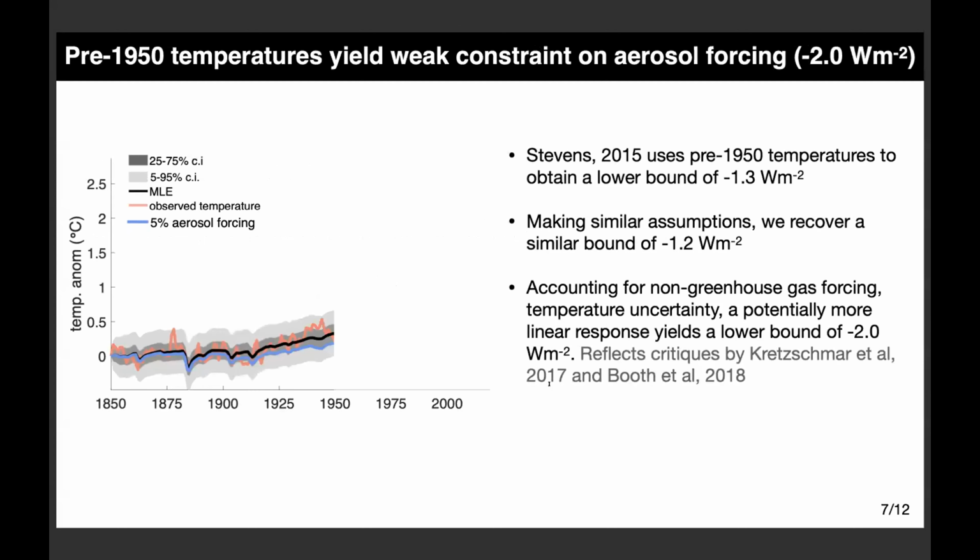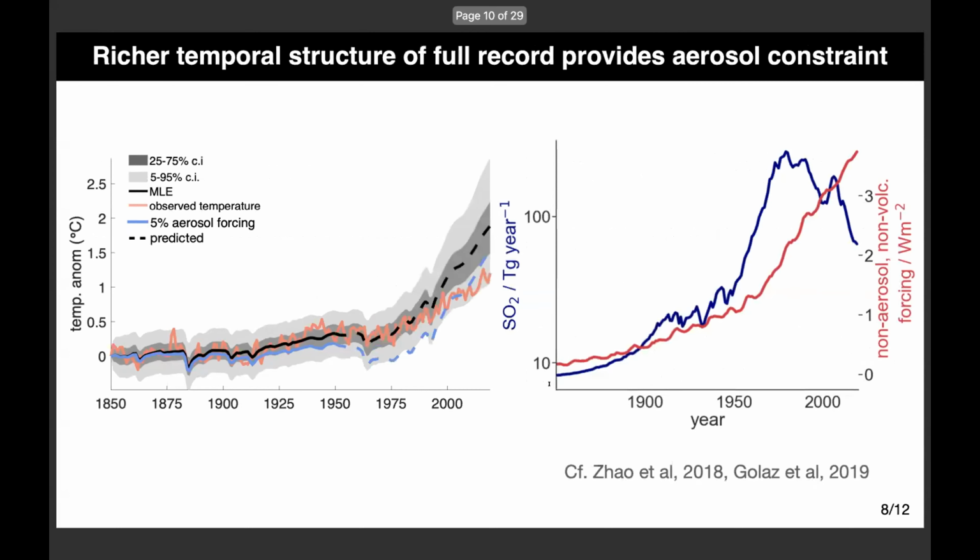Using pre-1950 temperatures, Stevens 2015 gets a very tight lower bound of -1.3. And if we make similar assumptions, we can get a similarly tight bound. But if we account for non-greenhouse gas forcing, uncertainty in temperatures, and a potentially more linear response, we instead get a lower bound of -2. This exercise is useful because it gives us some insight into what is bounding aerosol forcing.